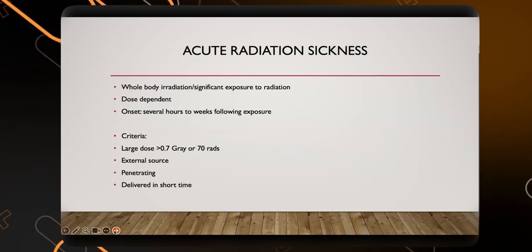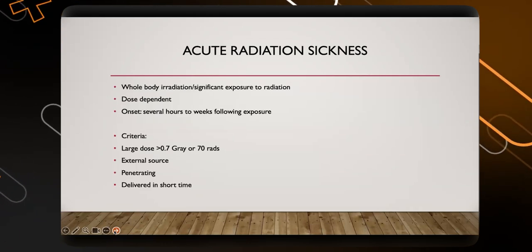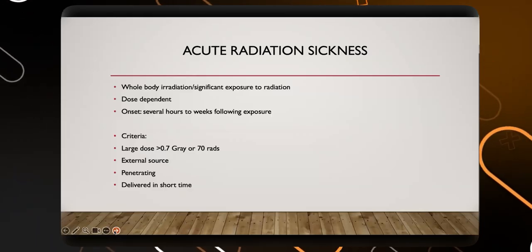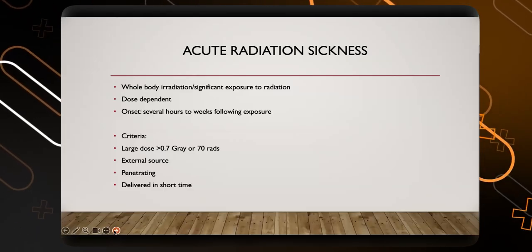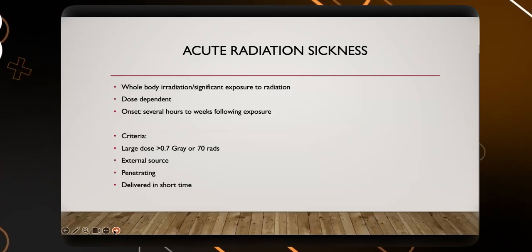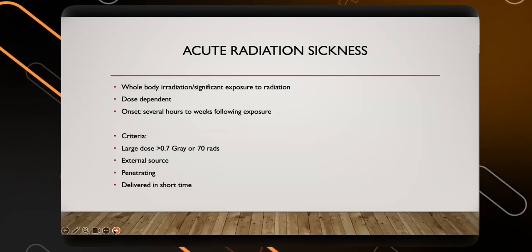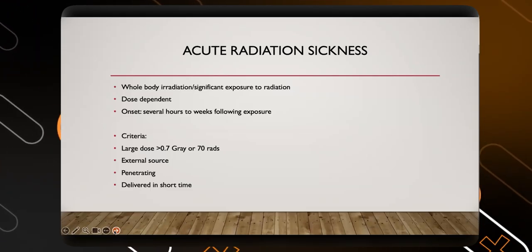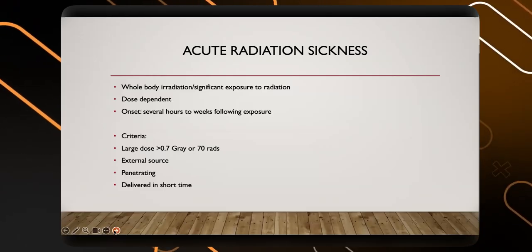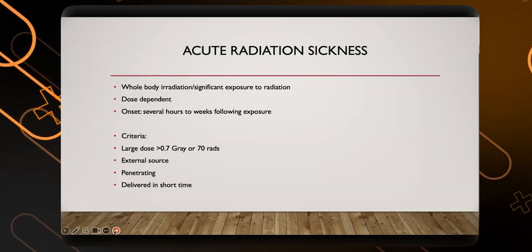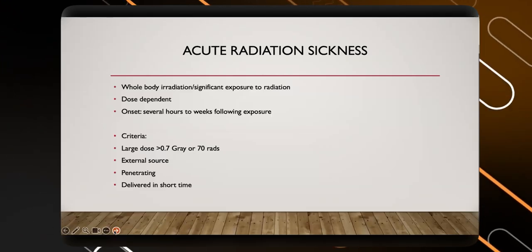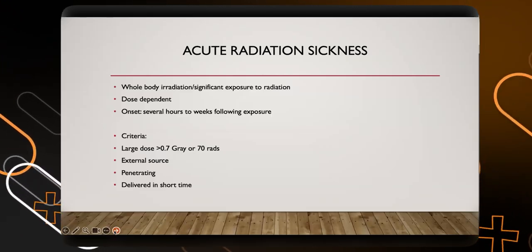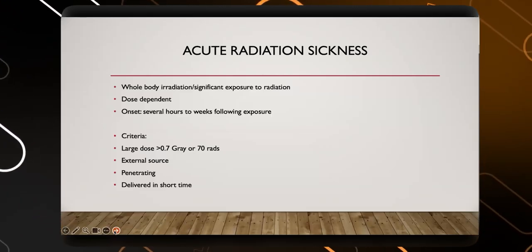Now, acute radiation sickness, which is the next topic, which is basically whole body irradiation or significant exposure to radiation. It is typically dose dependent, and the onset is several hours to weeks following exposure. Now, what are the criteria for acute radiation sickness? Large dose, for example, greater than 0.7 gray or 70 rads. It's an external source, penetrating and delivered in a short time.